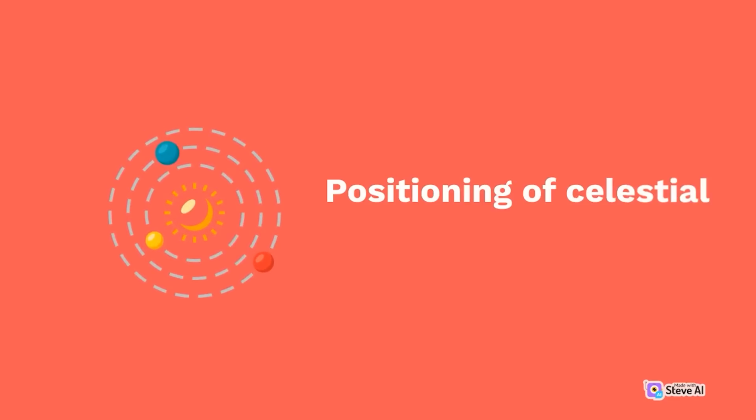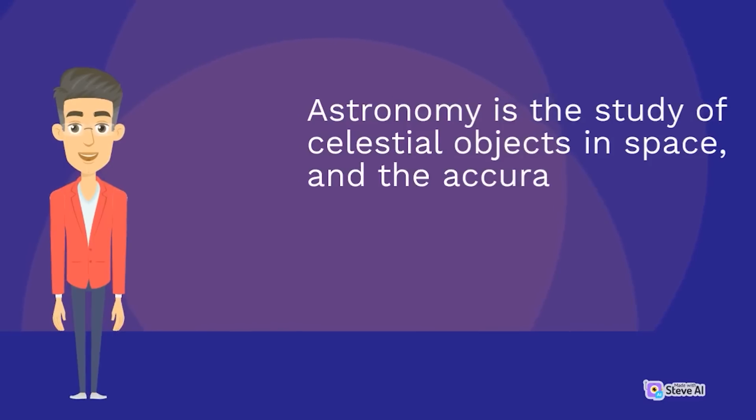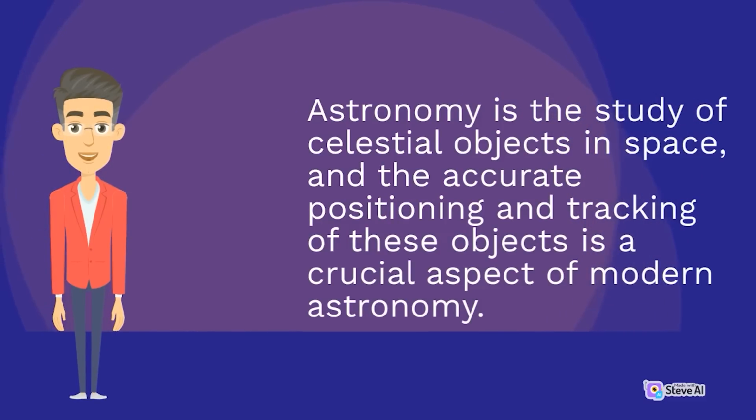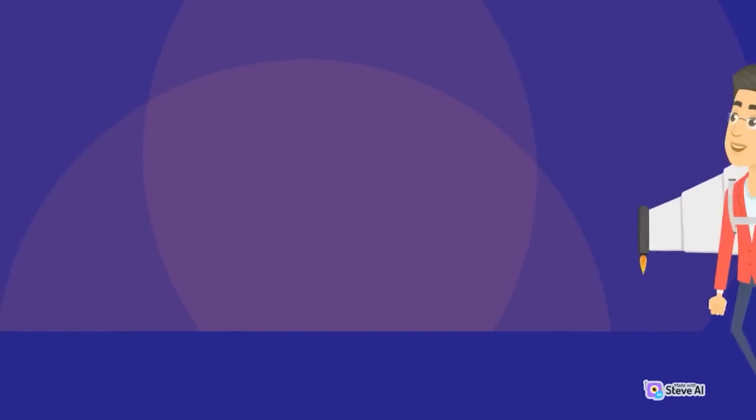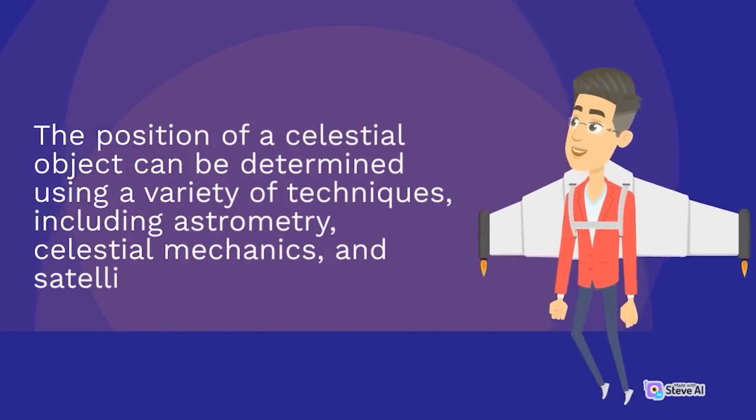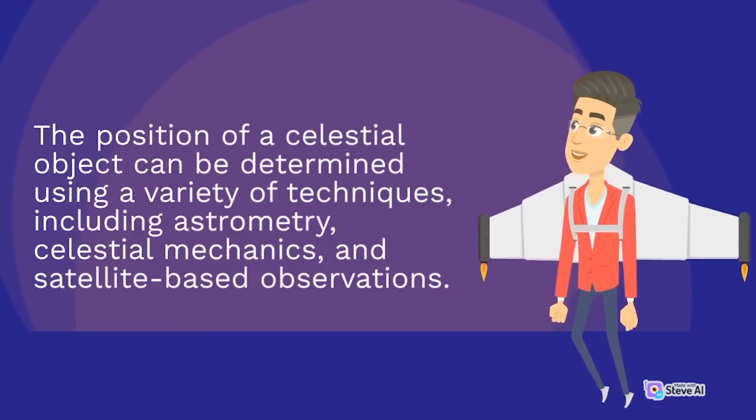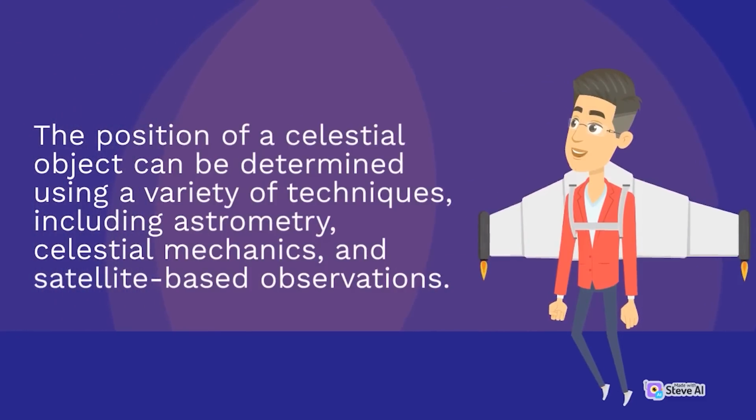Positioning of celestial bodies in space. Astronomy is the study of celestial objects in space, and the accurate positioning and tracking of these objects is a crucial aspect of modern astronomy. The position of a celestial object can be determined using a variety of techniques, including astrometry, celestial mechanics, and satellite-based observations.